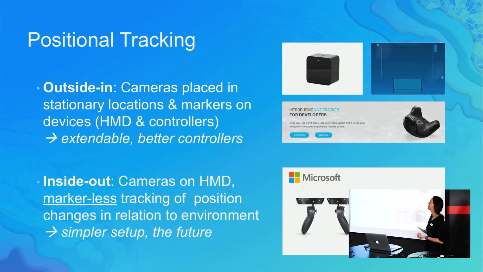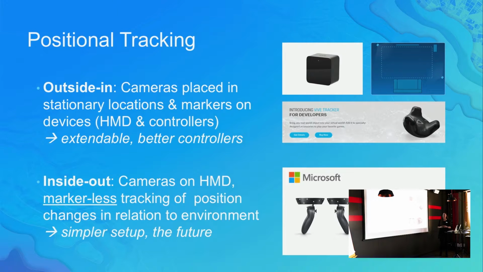And so my next topic is positional tracking. Why is it so cumbersome? Why do we have to set up everything to create this room scale experience, for example? So on the one hand, you've got outside-in tracking. You place the cameras around different locations, and you have different markers on devices, and obviously you have your head-mounted display, and you have your controllers in your hand.